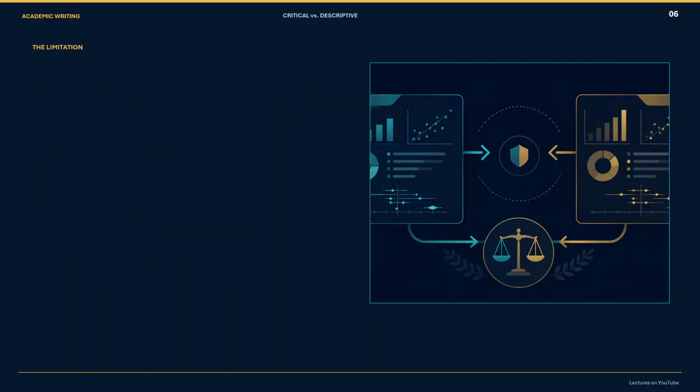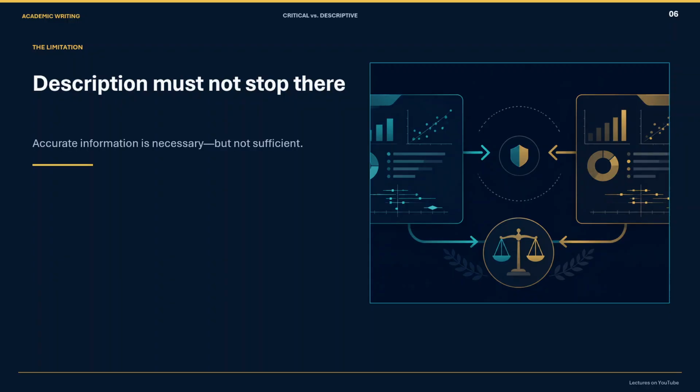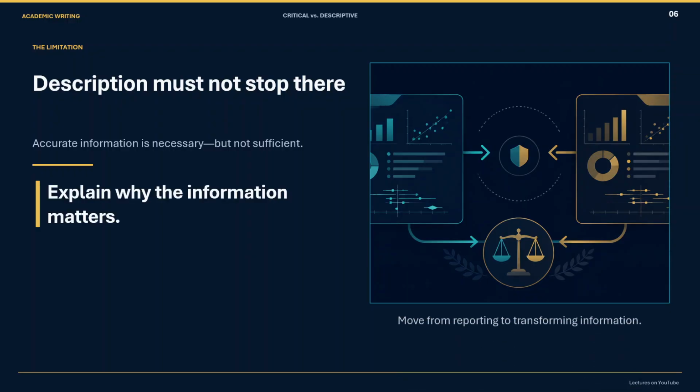If you only tell the reader what happened or what another writer said, you are presenting information but not yet transforming it into your own argument. This matters especially when your academic work requires you to analyze, evaluate, assess, compare, or discuss. In such cases, accurate description is necessary but not sufficient. You must also explain why the information matters, how reliable it is, how it compares with other evidence, and what conclusion can reasonably be drawn.